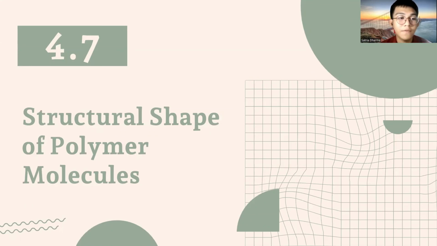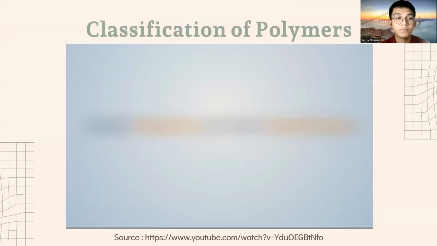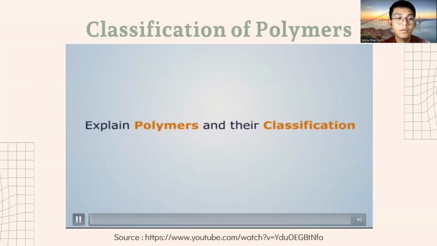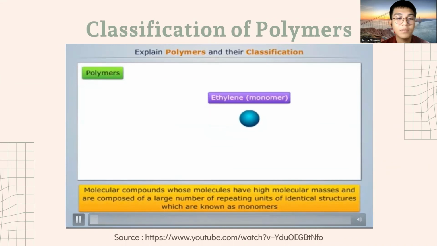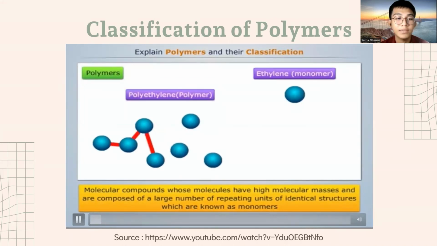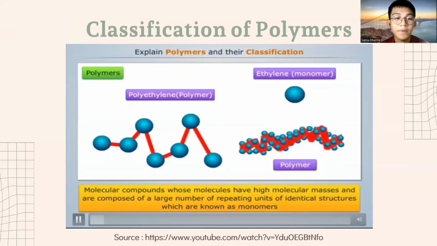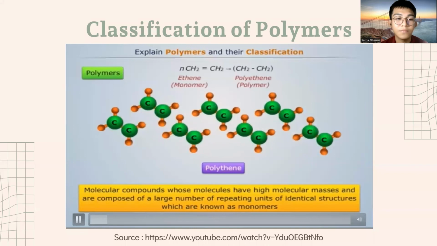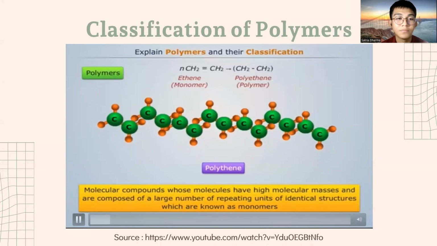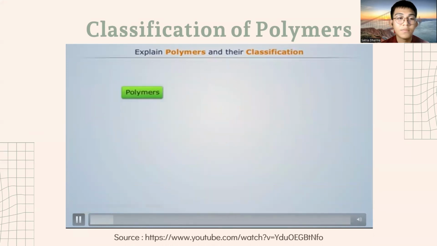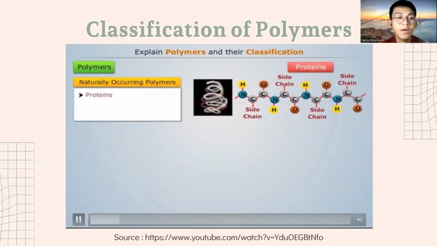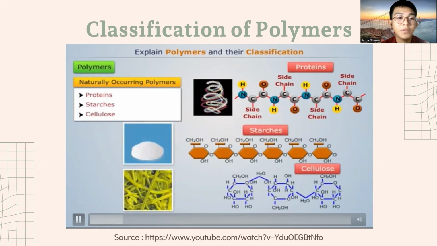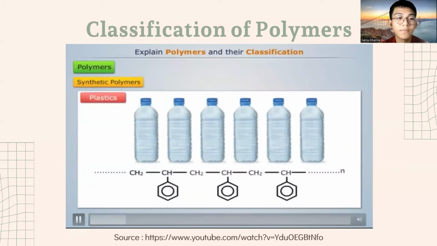We move into 4.7, structural shape of polymer molecules. Polymers are compounds whose molecules have high molecular masses and are composed of a large number of repeating units of individual structure. Polymers can be classified into two. First, naturally occurring polymers, for example protein, starches, and cellulose. And second, synthetic polymers, an example is plastic.